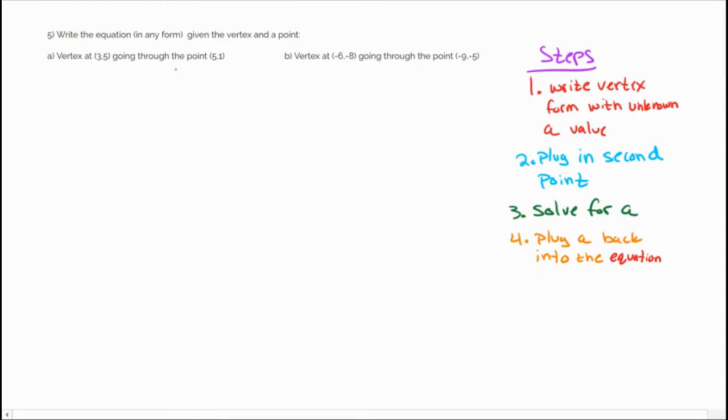Here we're asked to write the equation in any form given the vertex and the point. So the vertex and the point tells me if I'm going to have the vertex, I might as well put it in vertex form, which, as a reminder, vertex form, which I will use for both of these, is y equals a times x minus h squared plus k. So I'm going to basically be plugging some values into that.